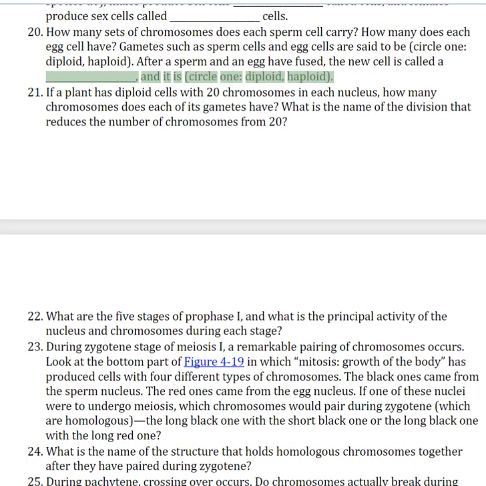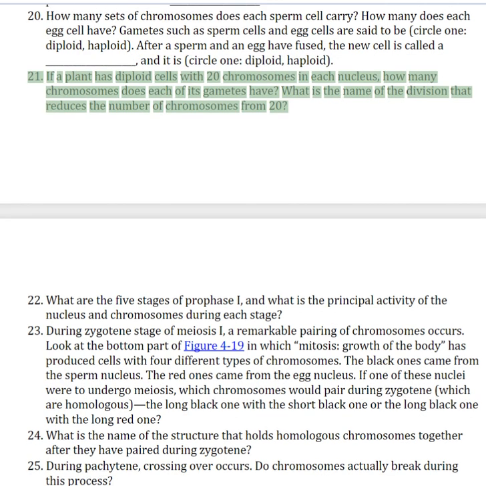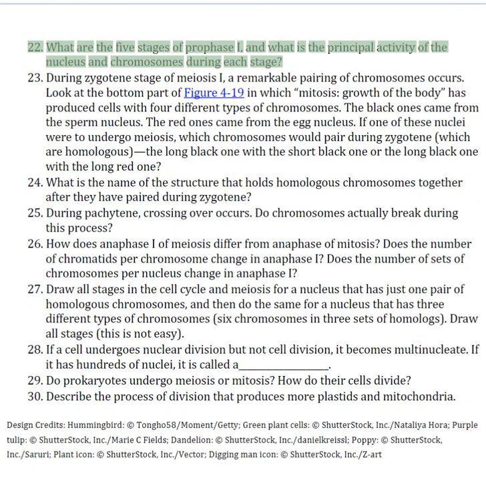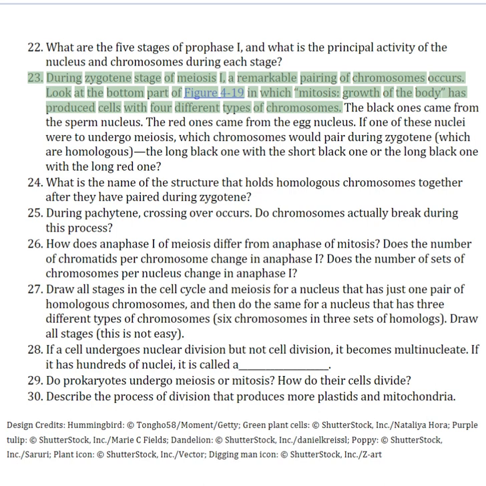And it is what? 21. If a plant has diploid cells with 20 chromosomes in each nucleus, how many chromosomes does each of its gametes have? What is the name of the division that reduces the number of chromosomes from 20? 22. What are the 5 stages of prophase I, and what is the principal activity of the nucleus and chromosomes during each stage?